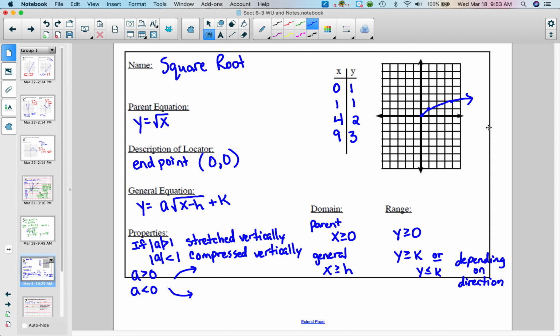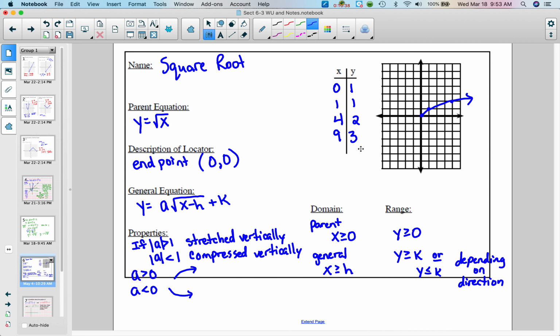Okay, if you have your Parent Graph Toolkit and have room to add one of these, I'm not sure, I think we may have already added the square root function to our Parent Graph Toolkit. If not, you can pause this and copy the information onto your paper. Well, I know you have it in your notes, but you should look for the yellow Parent Graph Toolkit and see if you have room. I think you do. Our parent equation, y equals the square root of x.